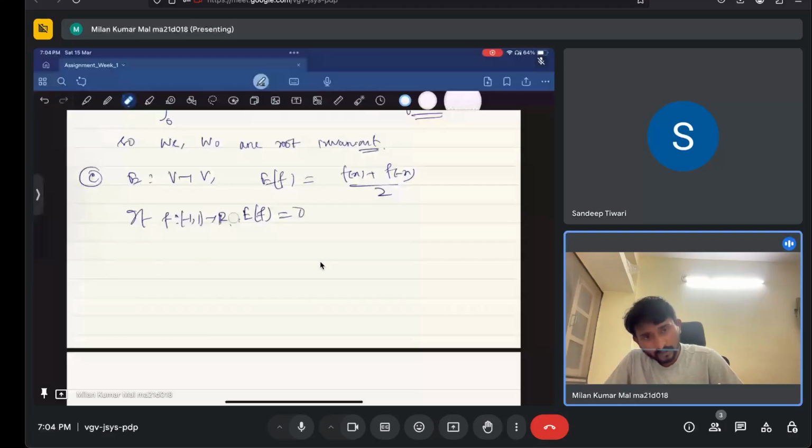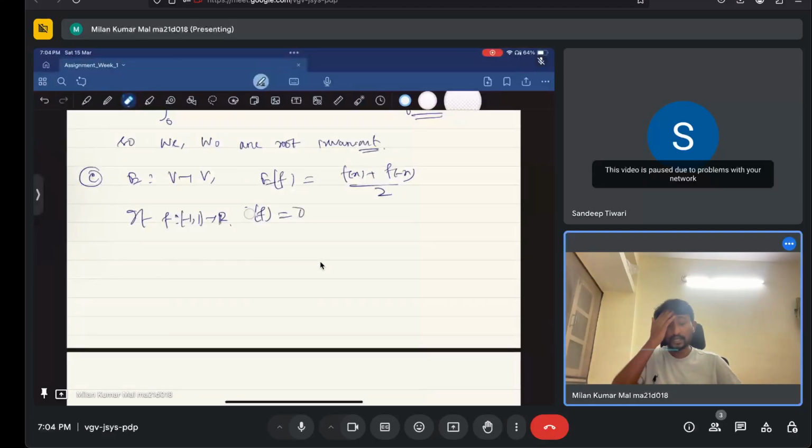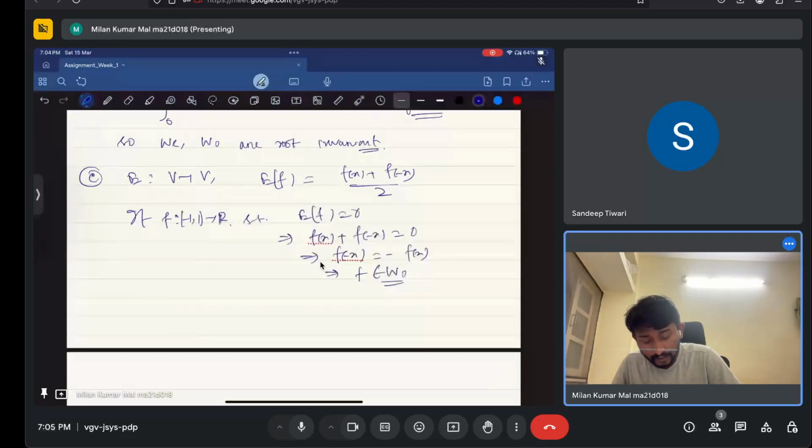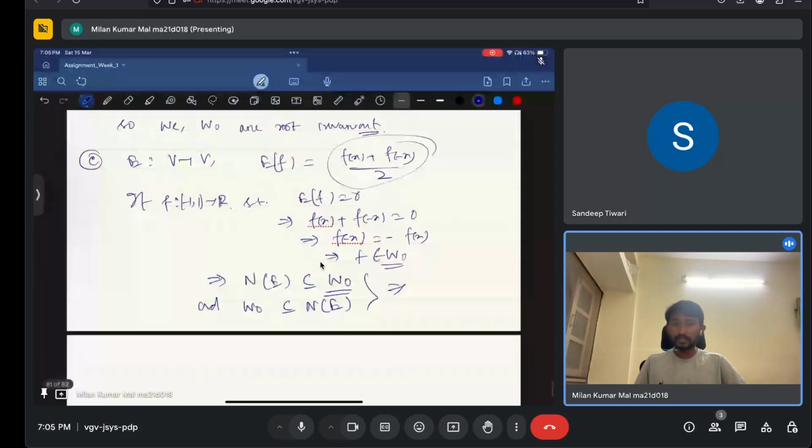Conversely, if something is in W_o, that will again be in the null space, because in that situation f(x) equals minus f(-x). So the null space of E is a subset of W_o, and W_o is a subset of the null space of E. That is very clear, because if some function is odd, that is f(-x) equals minus f(x), then if you replace f(-x) by minus f(x) here, it will become 0.